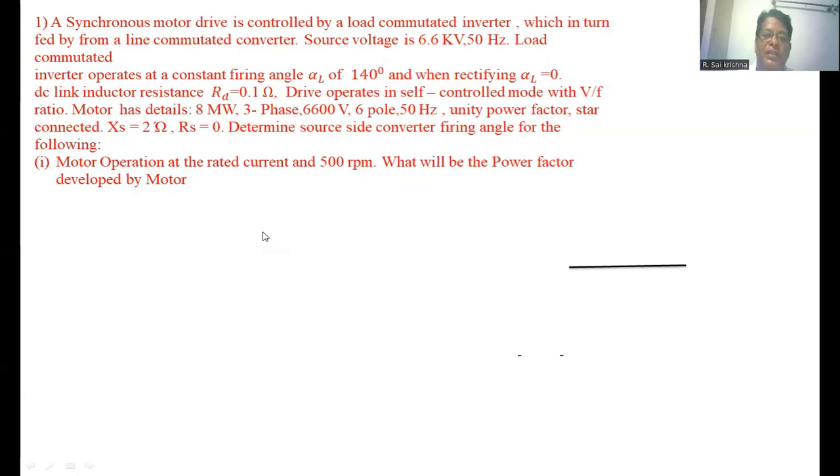The drive operates in self-controlled mode with a V by F ratio. The motor has the details: 8 megawatt, 3 phase, 6.6 kilovolt, 6 pole, 50 Hz, unity power factor, star connected, synchronous reactance XS equal to 2 ohm, RS equal to 0. Determine the source side converter firing angle for the following: motor operation at rated current and 500 rpm. What will be the power factor developed by the motor?